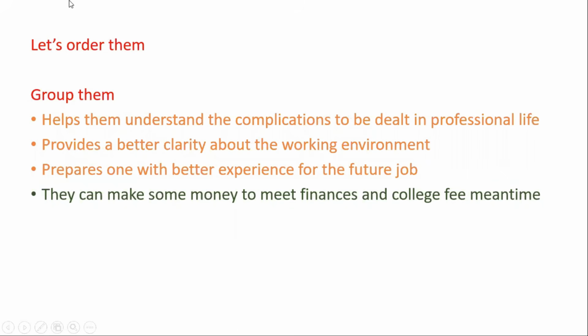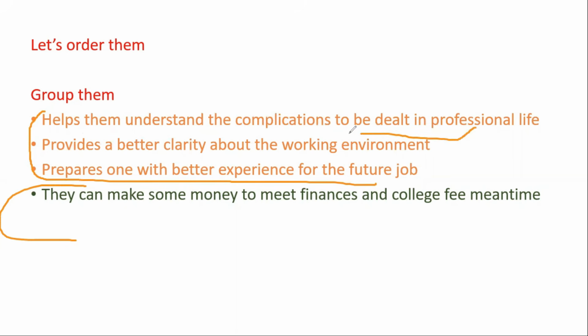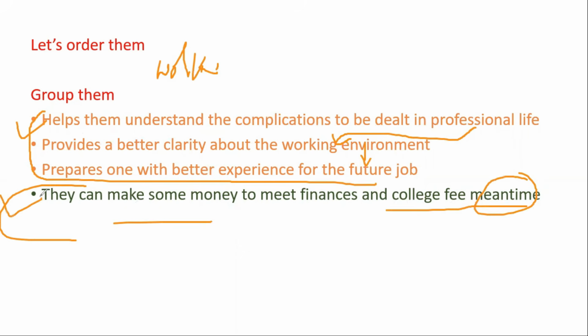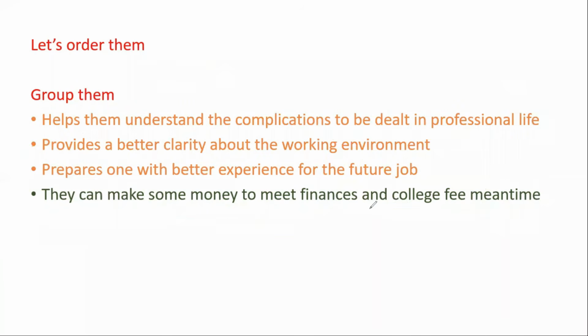So if you see here, it was very easy for me to group these three things into one and this into another. Help them understand the complications to be dealt in professional life, working environment, future job when they work. And when they work, they're gonna earn some meager amount of money, man. Come on, they can make some money to meet finances and college fee meantime. So I've got two advantages, not required, but if you want, you can certainly write, no problem at all. But whatever you write, you need to justify them.